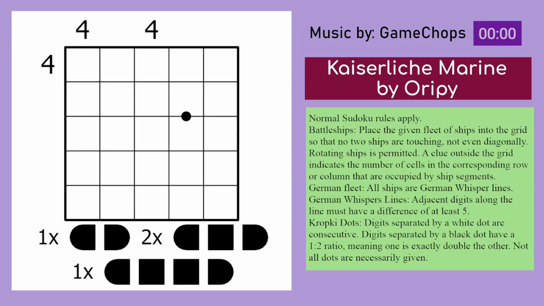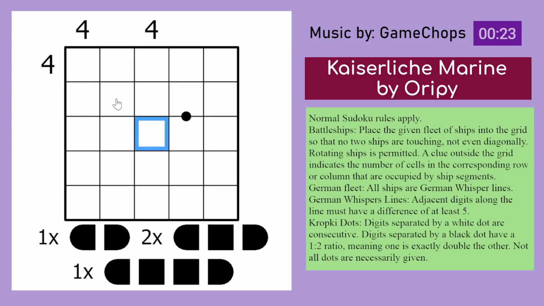Okay, so what do we do first? Well, it's pretty interesting because all of these are German ships, right? This is a German Whisper line that is 4 long, which means something, because if it lands on a certain row or certain column, because we allow rotations, what digit is not on this ship? It will always be a 3.